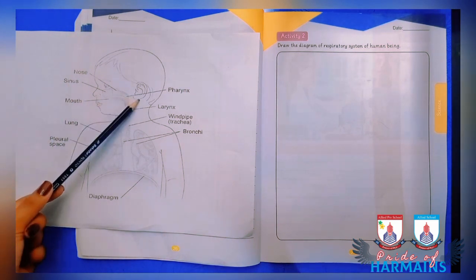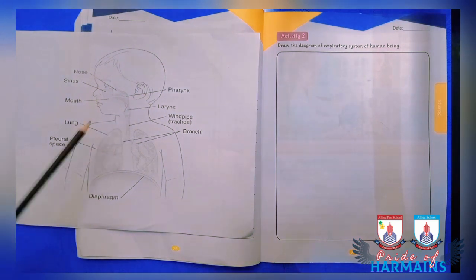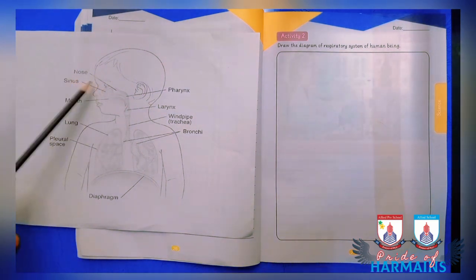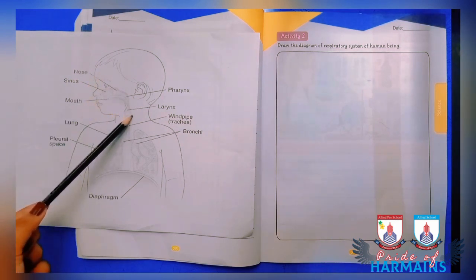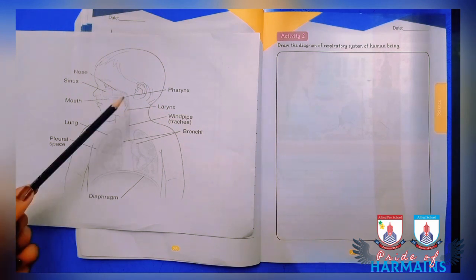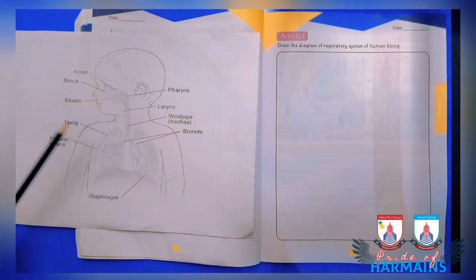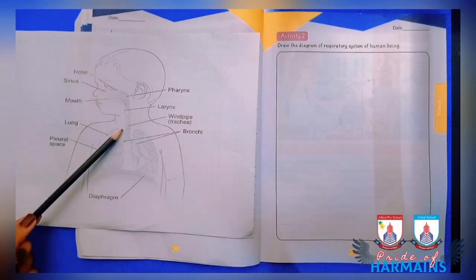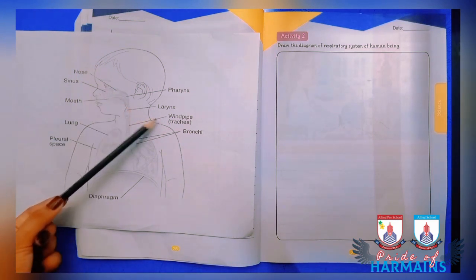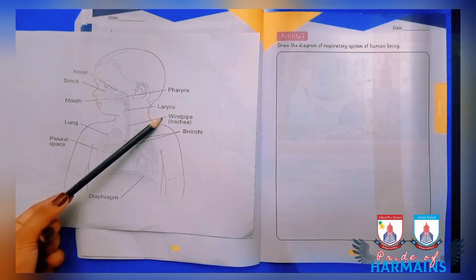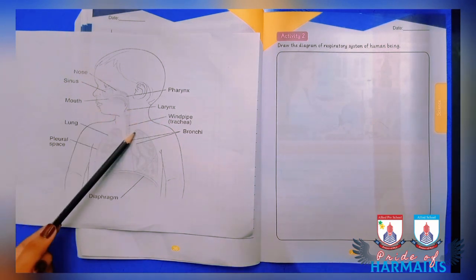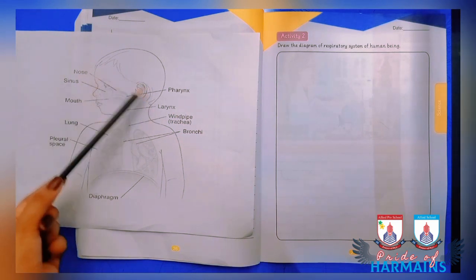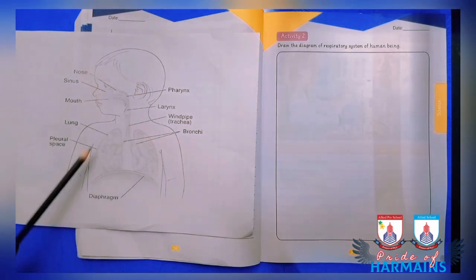Then coming toward the third part, that is the pharynx. Pharynx basically receives air from the nose. Then coming toward larynx. Larynx is basically the voice box that usually allows you to talk. Then the larynx joins the trachea, that is also known as the windpipe. Trachea is basically the passage that connects the throat area with your lungs.